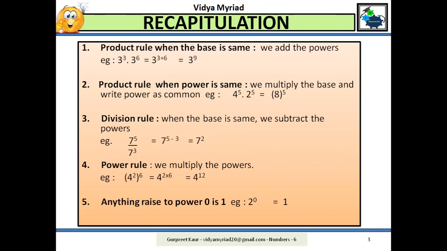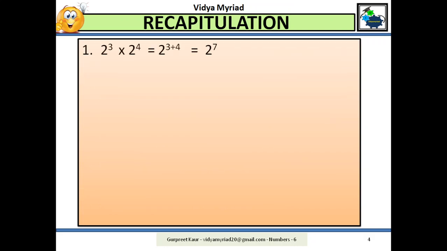To further practice, let us do some examples based on this. Here I have 2 raised to power 3 multiplied by 2 raised to power 4. I know the base is the same, so I will add the powers. It will become 2 raised to power 7. You have similar questions you can practice: 7 raised to power 2 multiplied by 7 raised to power 5, and 6 raised to power 2 multiplied by 6 raised to power minus 4. You will add the powers and find the answers.